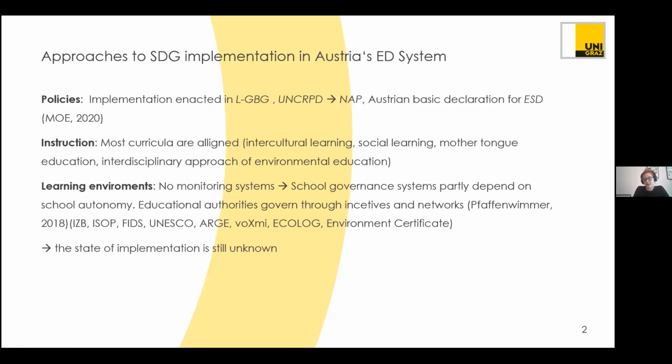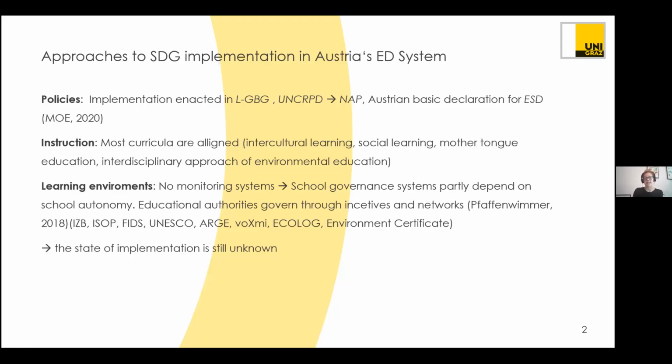On the dimension of inclusion, we can say we have also signed the UN Convention for the Rights for People with Disabilities. This led in Austria to the National Action Plan to increase the quality of inclusive education. And then, in relation to sustainability, we also have the Austrian Basic Declaration for Education for Sustainable Development.